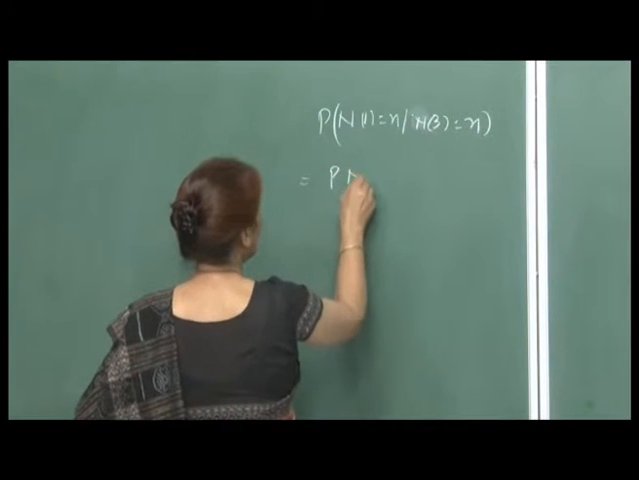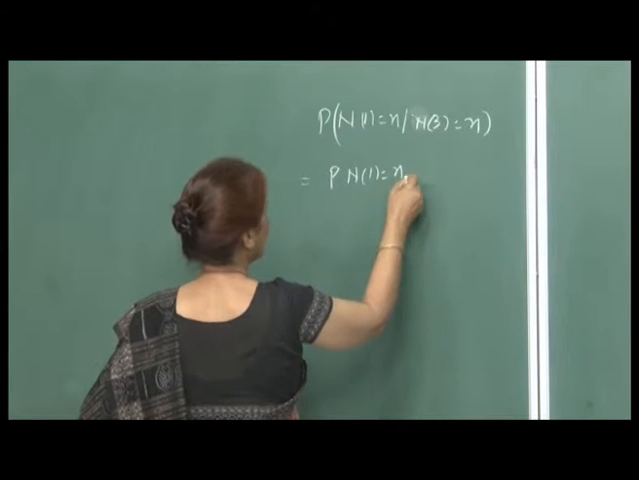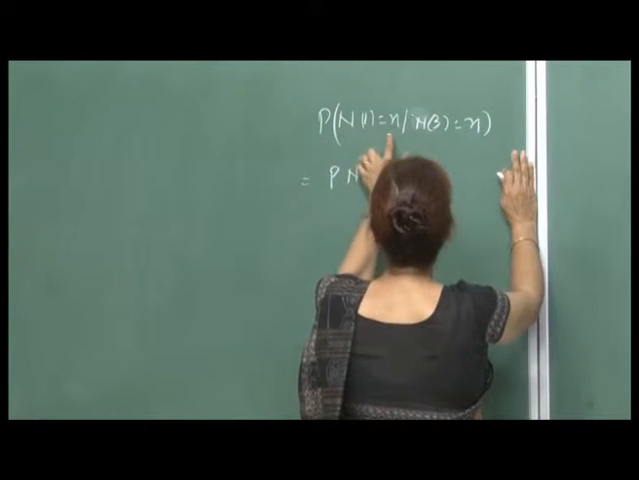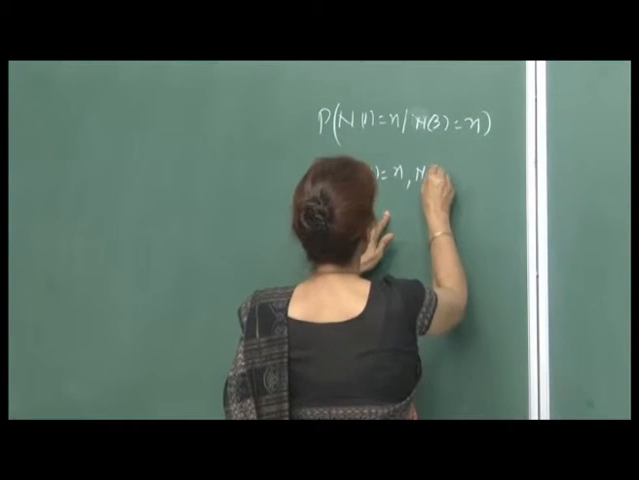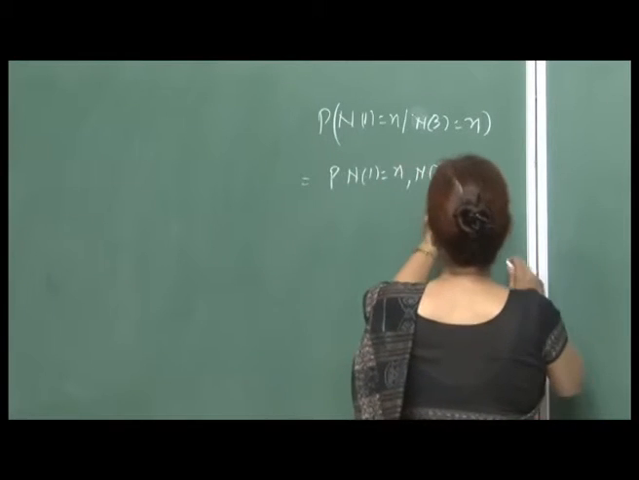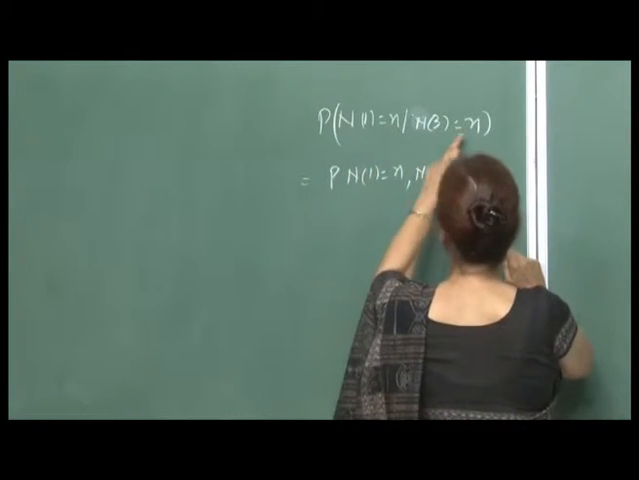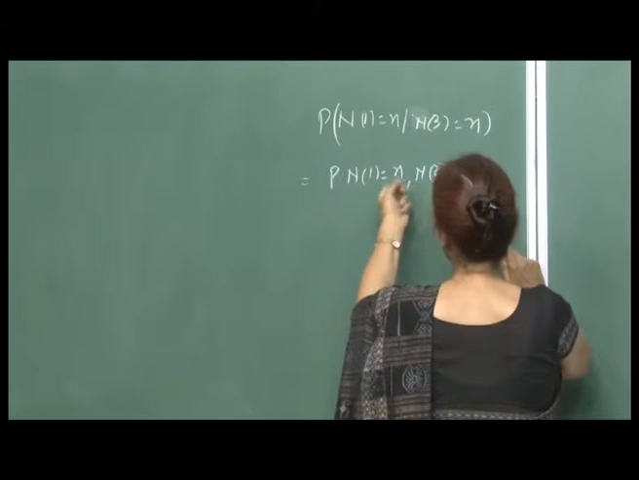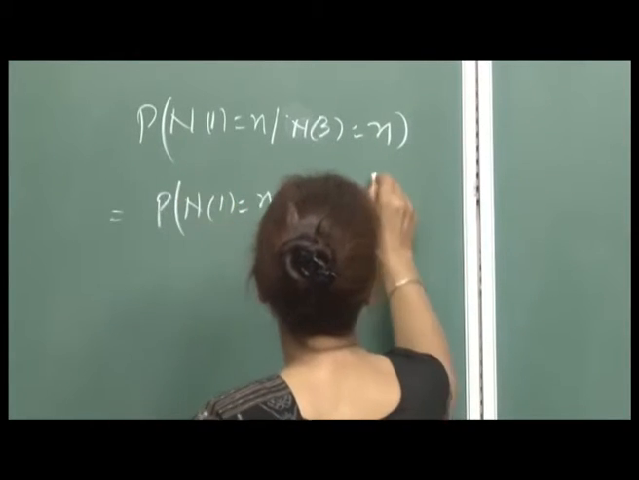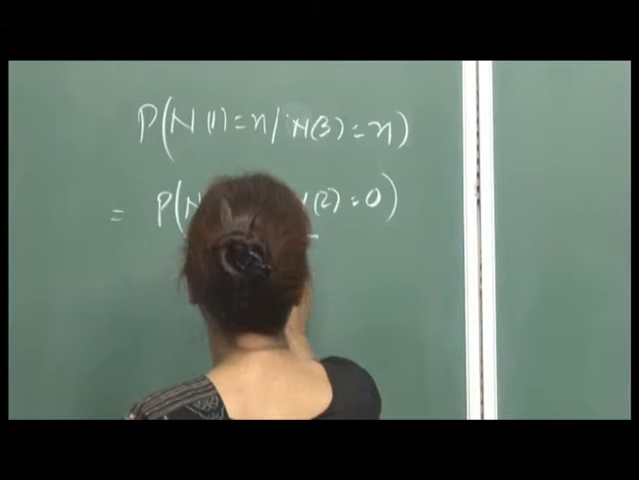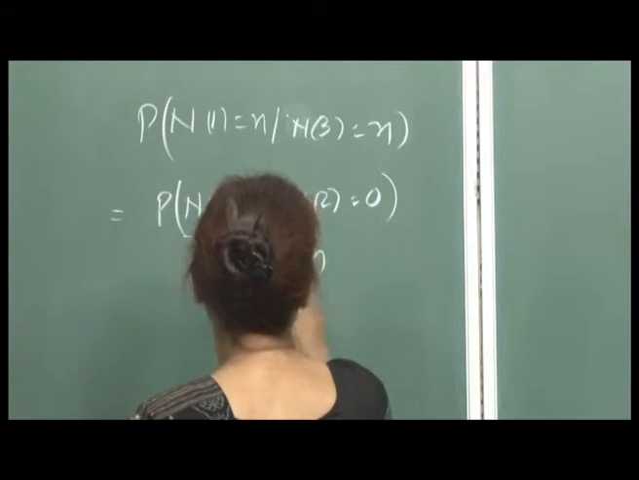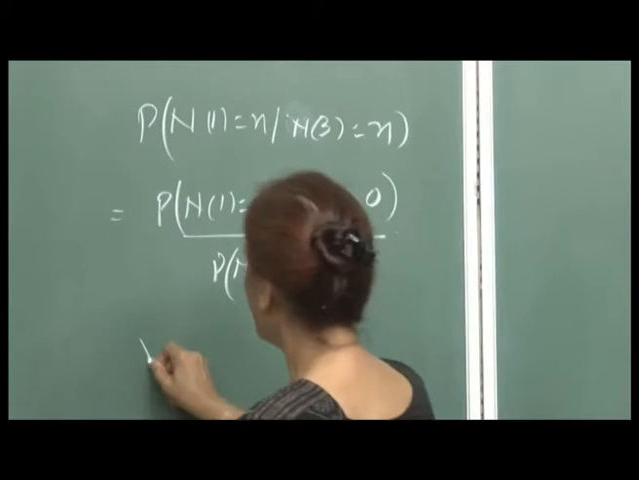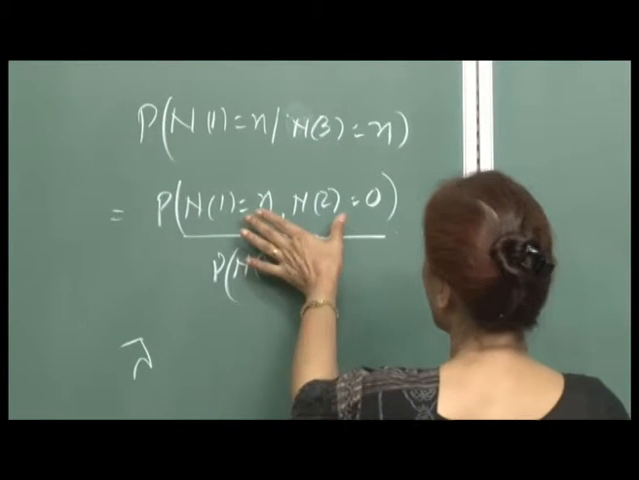So, you can interpret this as N1 is n and then N2 is 0, because N1 is n and N3 is also n. That means for the 2 time periods, from 1 to 3, there has been no arrival. So, this is the numerator, divided by the probability that N3 equals n. This is what you have, and your arrival rate is lambda, so you have to write this.